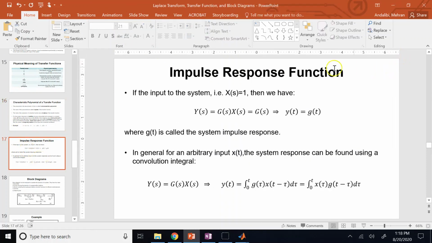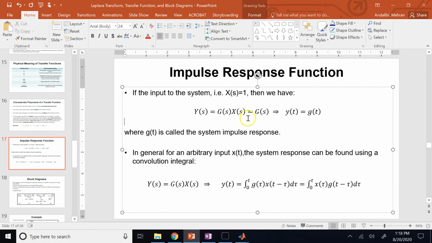One other thing we have to talk about is impulse response. The transfer function of a system is the time version of that. The inverse of the transfer function, the g of t, not g of s, we call it the impulse response of the system. So if we apply inverse Laplace to the transfer function g, then g in the t domain we call the impulse response of the system.